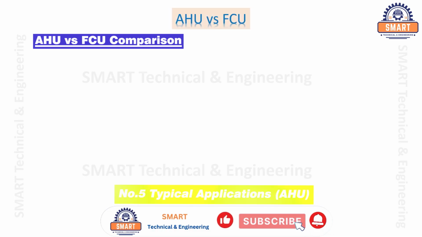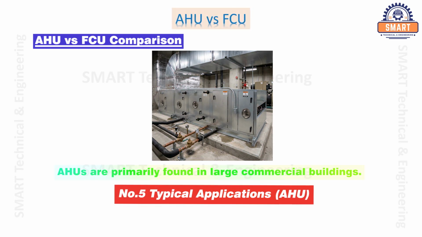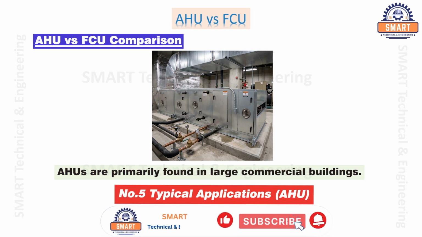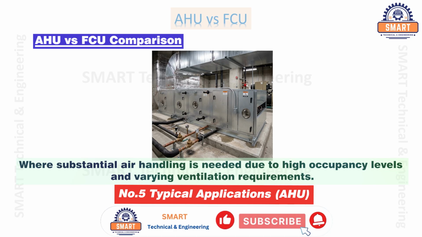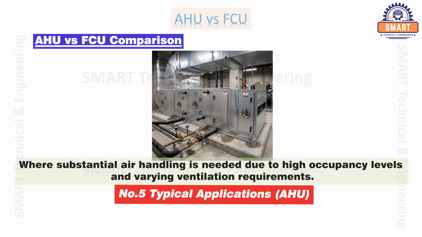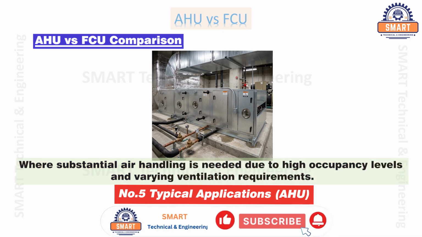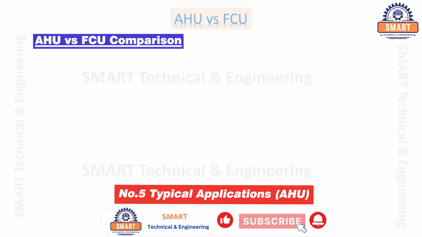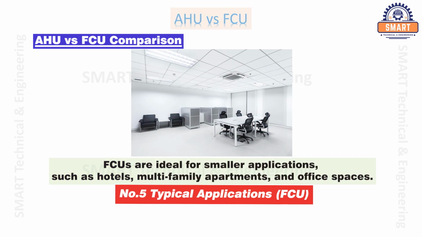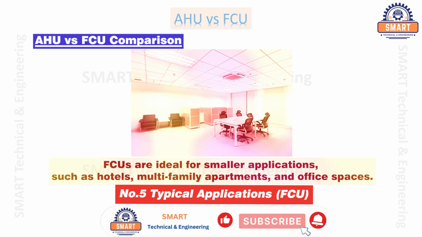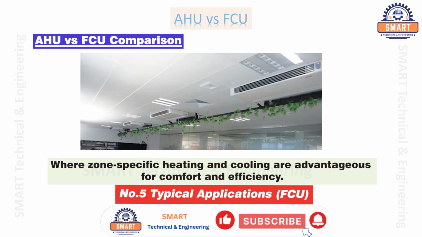Number 5. Typical applications. AHUs are primarily found in large commercial buildings such as office complexes, hospitals, and shopping malls, where substantial air handling is needed due to high occupancy levels and varying ventilation requirements. FCUs are ideal for smaller applications, such as hotels, multifamily apartments, and office spaces, where zone-specific heating and cooling are advantageous for comfort and efficiency.